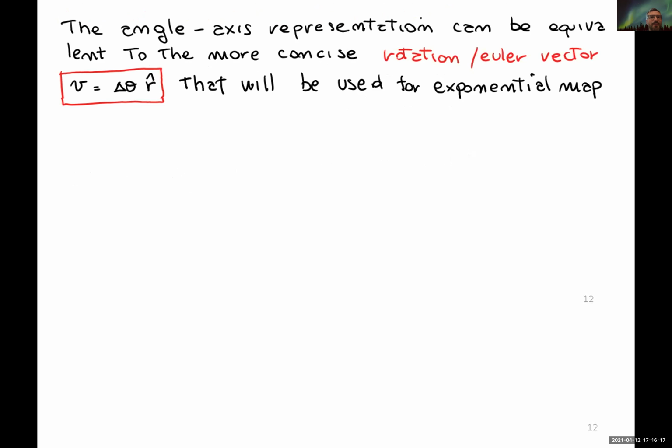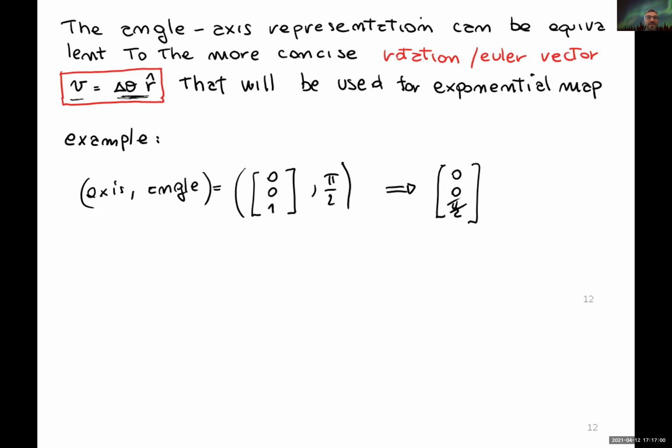A side note is that the angle axis representation can be equivalent to a rotation or Euler vector, which is, if you multiply your delta theta times the unit axis, you get this vector. And we will see that we will use this in the exponential map. It is an equivalent way of representing orientation that is a minimal representation of orientation. And you will use this with Andrea Del Prete in the next course next year. And for example, if you have an axis angle like this, a 90 degrees angle about the z-axis, this is the associated Euler vector.